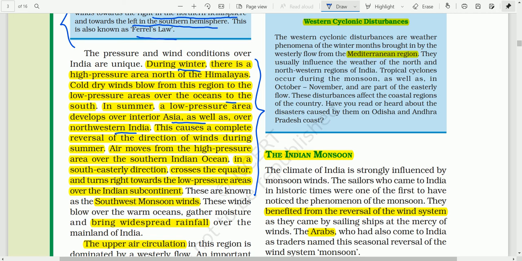Air moves from high pressure area over the southern Indian Ocean in a southeasterly direction, crosses the equator and turns to the right towards the low pressure areas over the Indian subcontinent, and these are known as southwest monsoons. And these winds blow over the warm oceans and gather moisture and bring widespread rainfall over the mainland India.